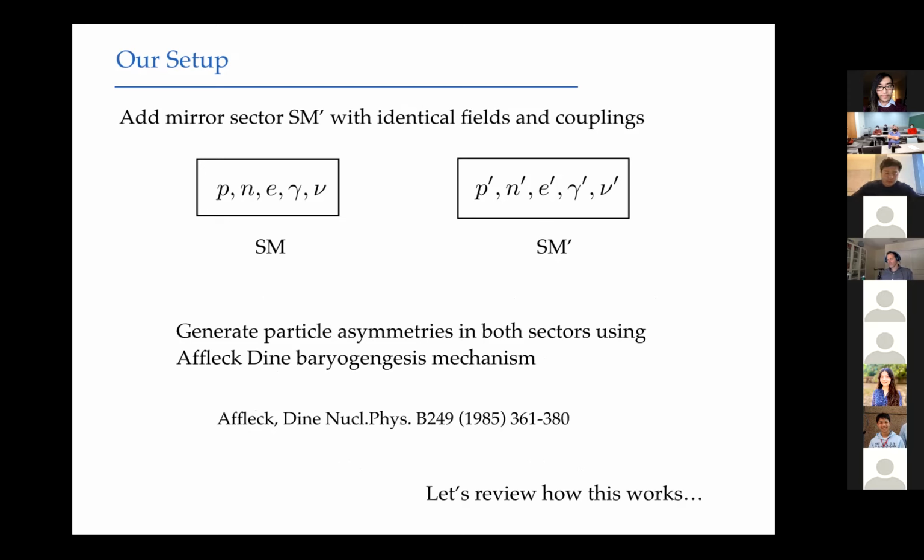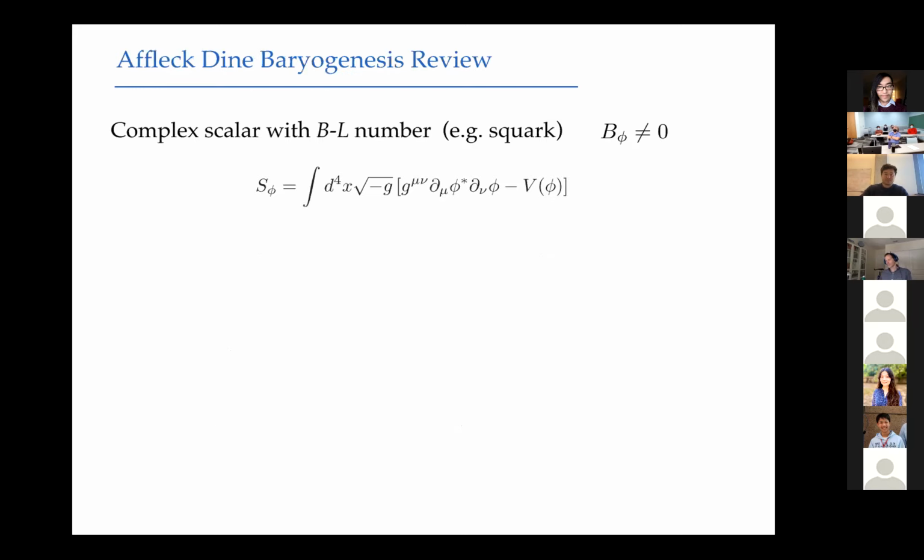Okay. So what we would like to do is generate the asymmetries in both sectors using a mechanism inspired by Affleck-Dine baryogenesis. And so before we dive into how that works in our story, I just want to review it very broadly in its generic form. So Affleck-Dine baryogenesis consists of introducing a baryon-charged scalar field. It's a complex scalar, and it has our honest-to-God B minus L number. It could be baryon number or just B minus L number. So something sort of like a squark.